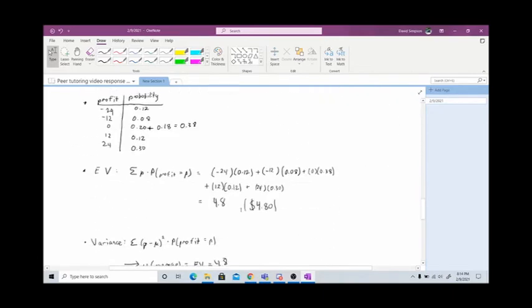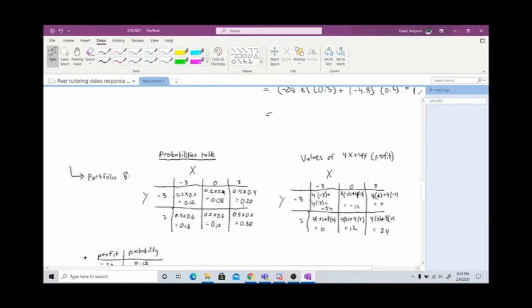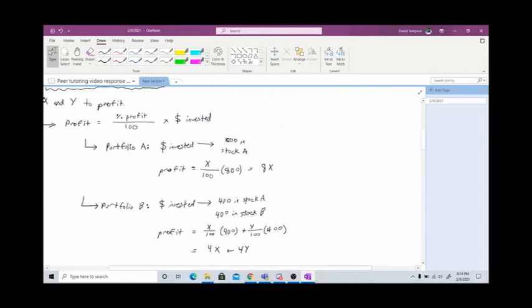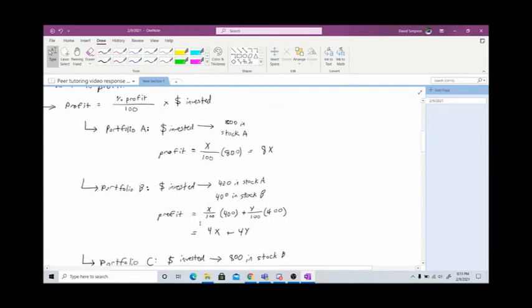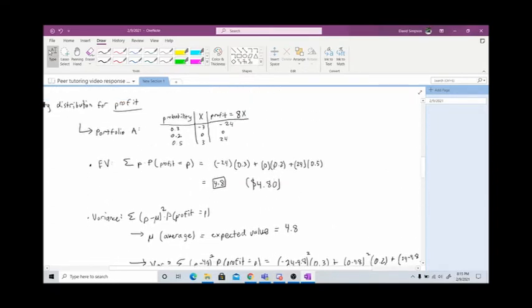B is definitely harder than either of the other ones, because if you look back up here at what we figured out, our equation is actually 4x plus 4y, meaning the profit depends on two variables, which is going to be harder than just one.